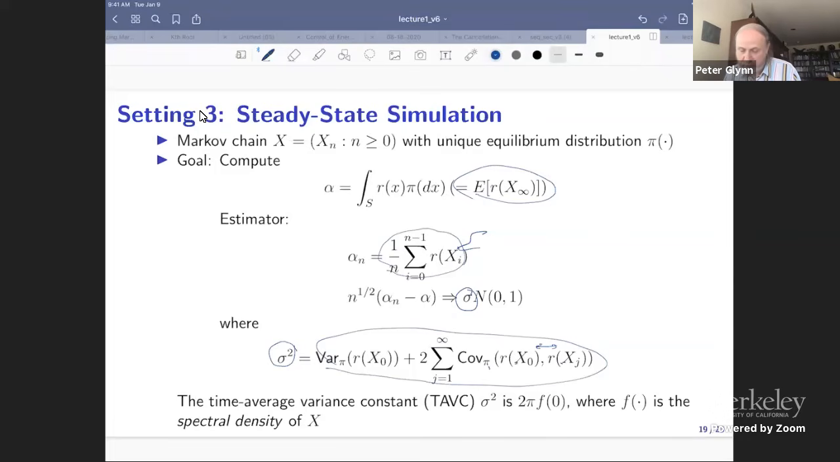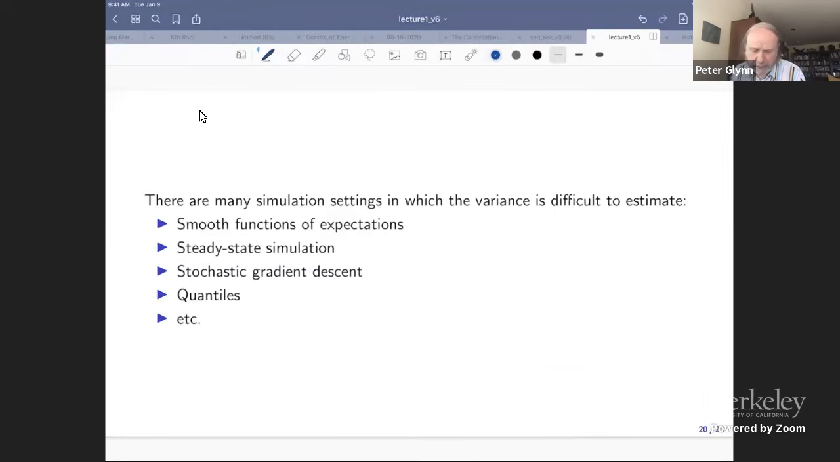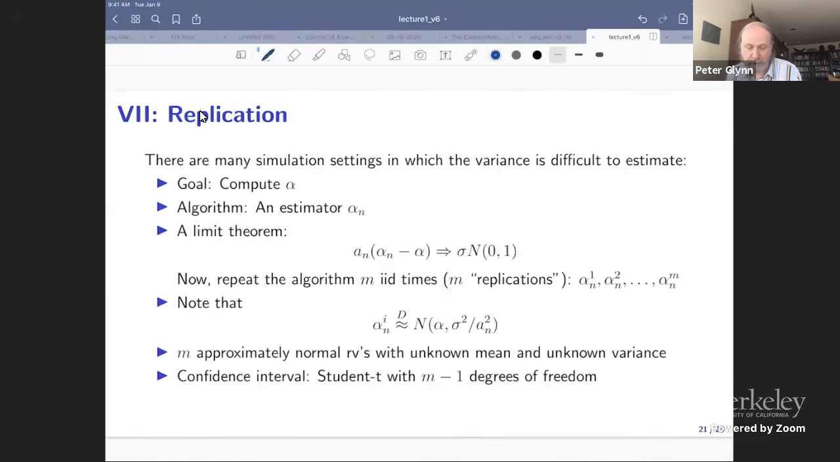And so there are lots of different simulation settings in which variances are hard to estimate. Smooth functions of expectation, we talked about that. Steady state simulation. Stochastic gradient descent turns out to be another one. Quantiles, yet another. Many different simulation settings in which it's hard to estimate variances, and therefore hard to construct confidence intervals.